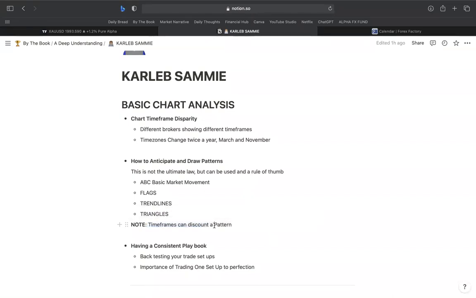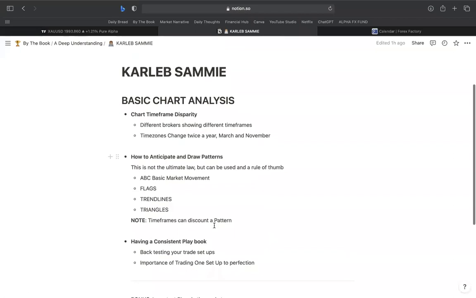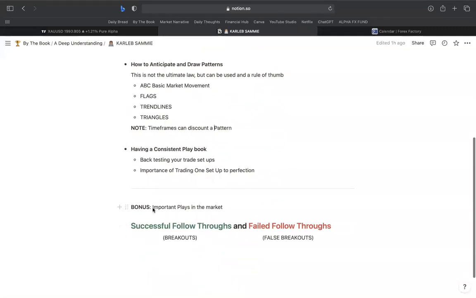This is just a content review of what we're going to cover. Then, having a consistent playbook, backtesting your trade setups, and the importance of trading one setup to perfection. And I'll finish with a bonus, important plays in the market. These are things I've noticed as I was trading and looking at the markets: successful follow-throughs and failed follow-throughs, basically breakouts and false breakouts.